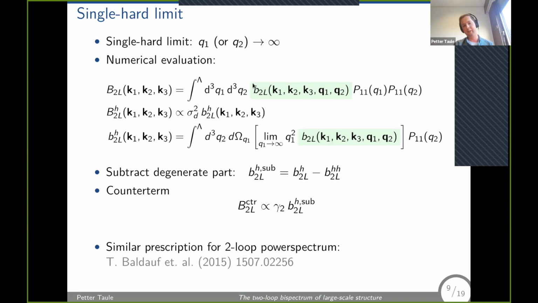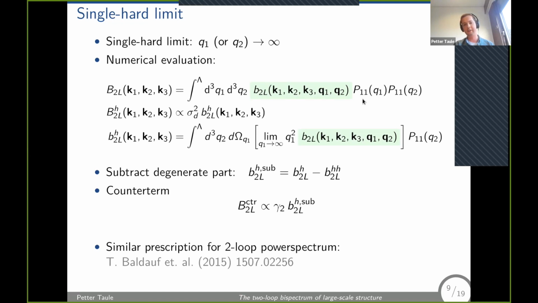So if I define this small b here to be the integrand of the 2 loop bispectrum, where the linear input power spectra evaluated at the loop momenta are factored out, then if I take, say, Q1 to infinity, this integrand would scale as 1 over Q1 squared, which then cancels the Q1 squared in the integrand here, and the integration that is left over Q1 is just over the input power spectrum here.